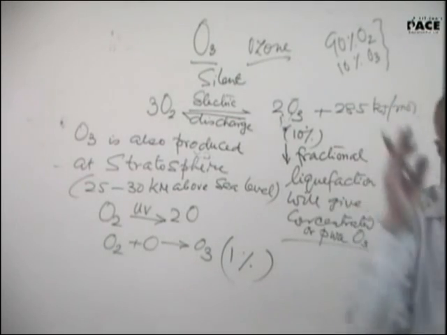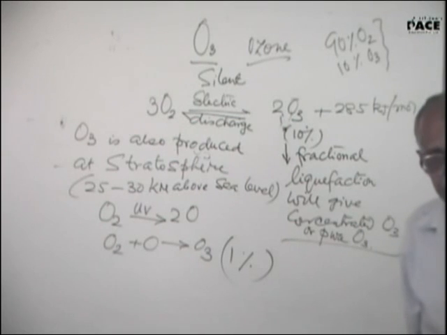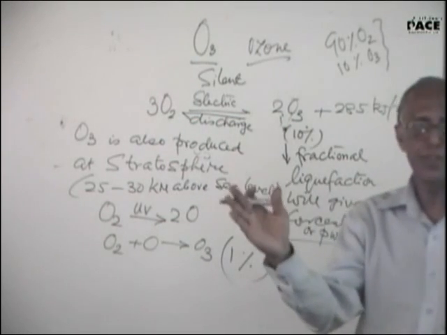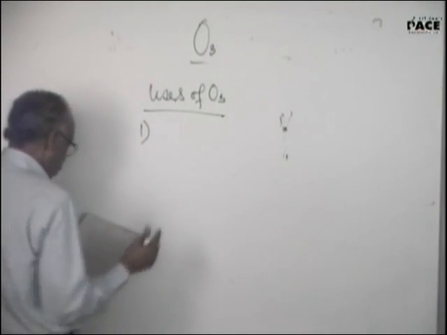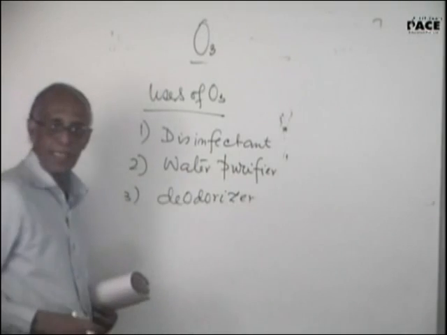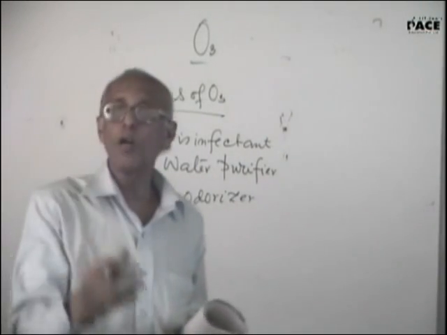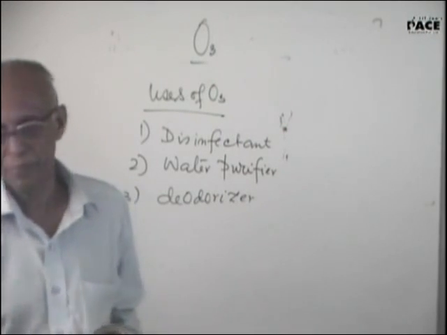So it is very important to have ozone in the atmosphere to protect from the UV radiation falling on the earth. Use of ozone, that is a disinfectant because it's a very strong oxidizing agent, so it will kill the germs.